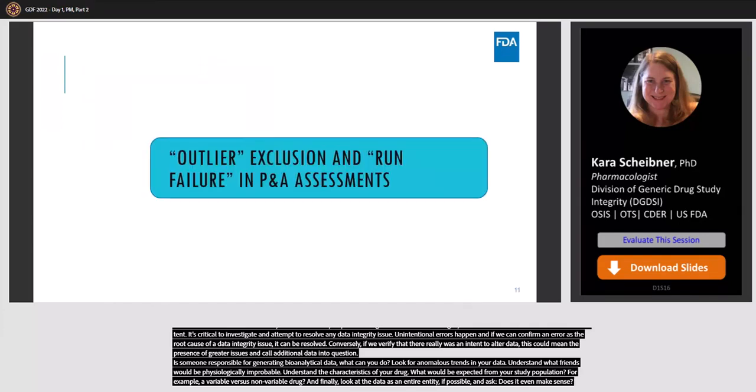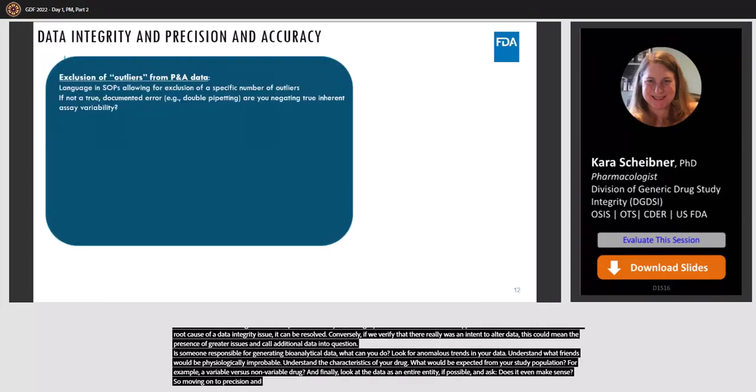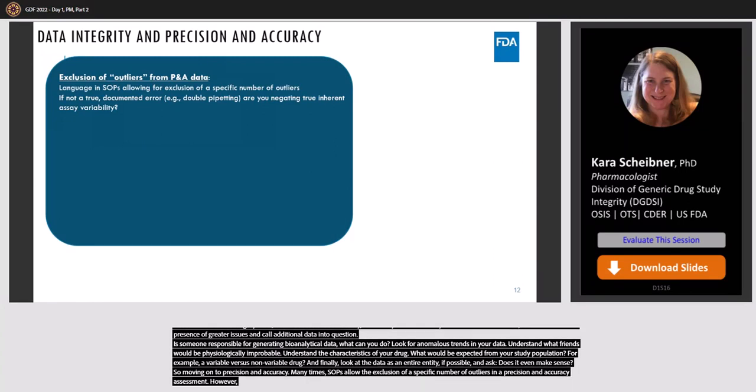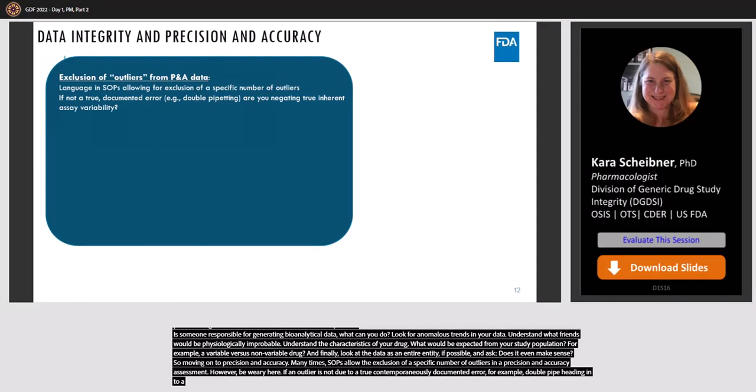So moving on to precision and accuracy. Many times, SOPs allow the exclusion of a specific number of outliers in a precision and accuracy assessment. However, be wary here. If an outlier is not due to a true contemporaneously documented error, for example, double pipetting into a vial, are you actually negating a true inherent variability in the method that could be problematic later?